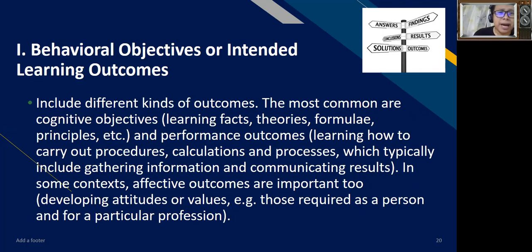And it includes different kinds of outcomes. One, cognitive outcomes. These are the facts, the theories, the formula, the principles which set as foundation. Four, performance outcomes, like learning how to carry out procedures, calculation, and processes, which typically include gathering information and communicating results. And in some contexts, affective outcomes are important too, because they develop attitudes or values, those required as a person and for a particular profession. In the formulation of behavioral or intended learning outcomes, you have to consider thinking, feeling, and doing.